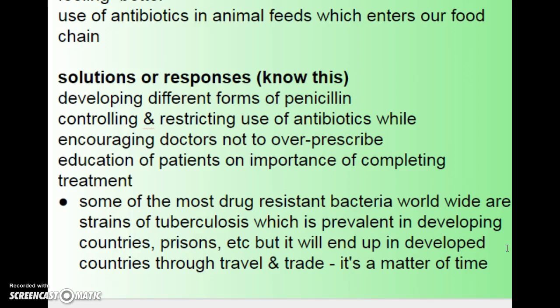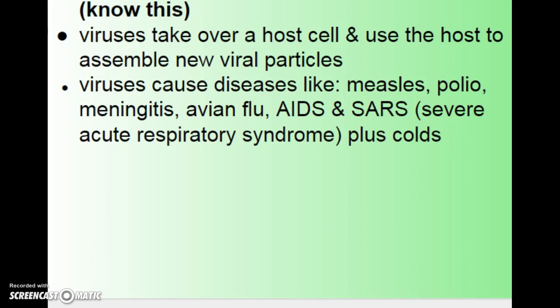Some of the most drug-resistant bacteria worldwide are strains of tuberculosis. They figure 1 in 7 tuberculosis bacteria is going to be resistant to antibiotics. And tuberculosis isn't a problem in this country right now, but it is prevalent in developing countries and prisons, other crowded areas. And they figure it's just a matter of time that it ends up in developed countries like the United States. And it's going to be a problem then with all the antibiotic-resistant strains out there.